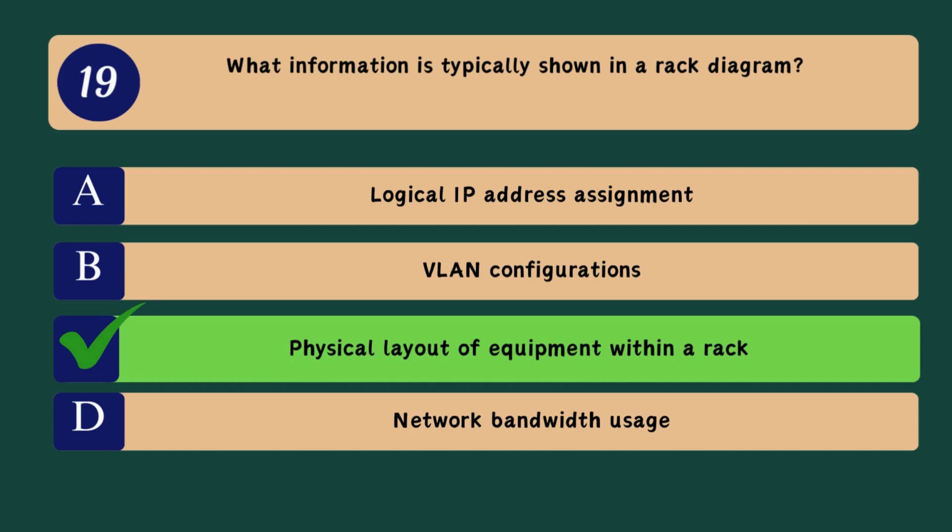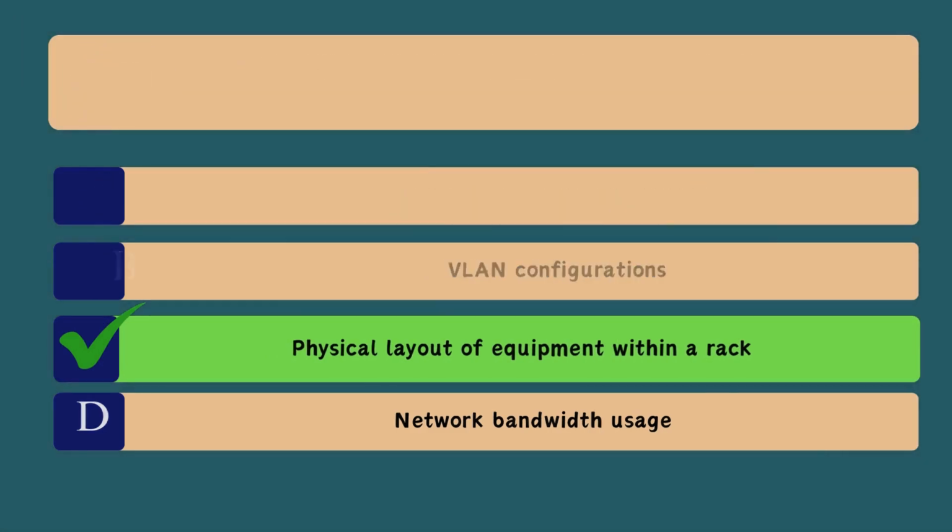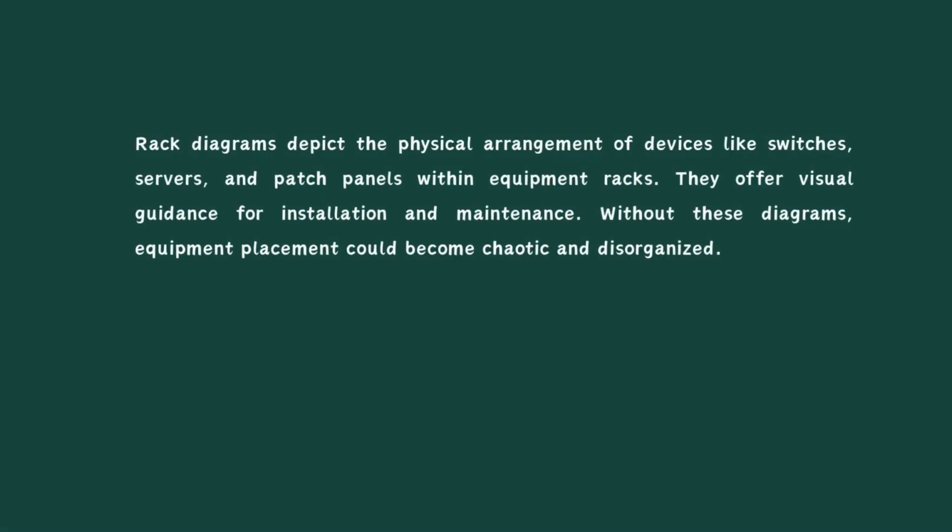Correct answer. C. Physical layout of equipment within a rack. Rack diagrams depict the physical arrangement of devices like switches, servers, and patch panels within equipment racks. They offer visual guidance for installation and maintenance. Without these diagrams, equipment placement could become chaotic and disorganized.